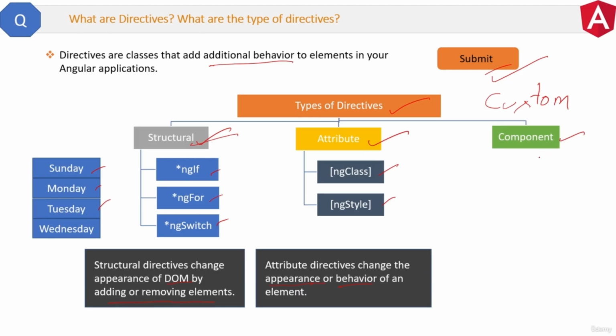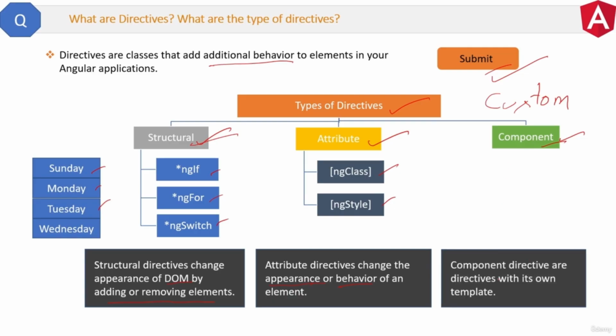Then the last one is component directives. Component directives are the directives with their own templates. It means all the components where you have the HTML template are types of directives only. So component is a type of directive only. This is the most used directive because components are used to display the view. So this is the basic understanding of the directives. In upcoming questions, we will see more questions on different types of directives.